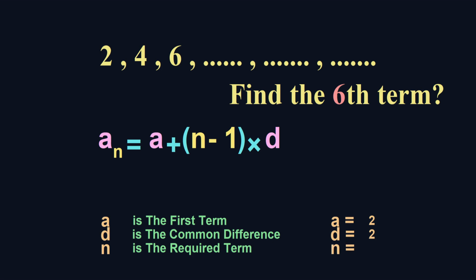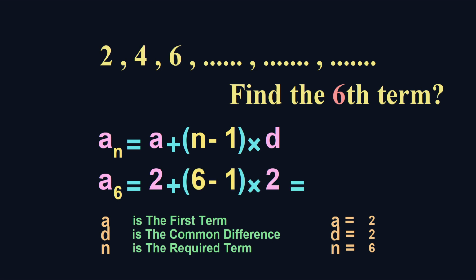We substitute the values of a, d, and n into the formula, and we get that a_6 equals 2 plus (6 minus 1) times 2, which equals 2 plus 5 times 2, which equals 12. And this was the solution by using the formula method.